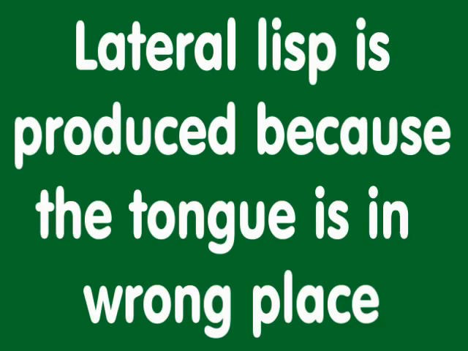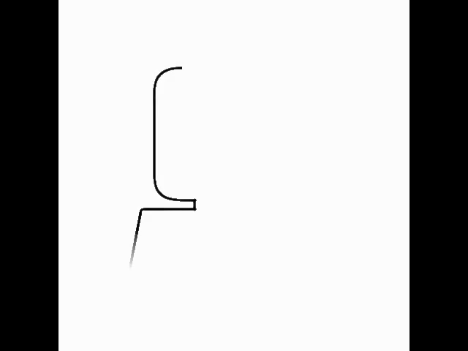When a lateral lisp is produced, it is usually because the tongue is in the wrong place or the sides of the tongue are too low. This low position allows air to escape out the lateral or side portions of the mouth, either on one or both sides. Sometimes a lateral lisp is called a slushy S. This type of lisp is not developmental and will not be outgrown.